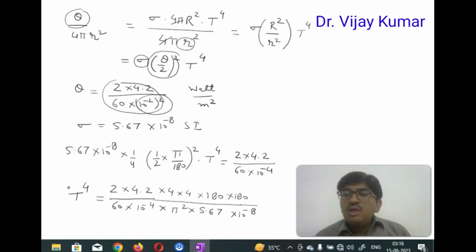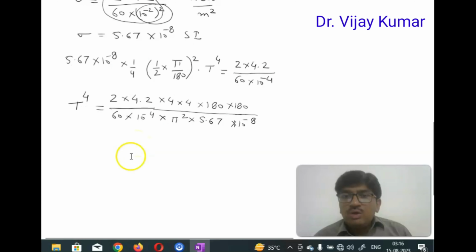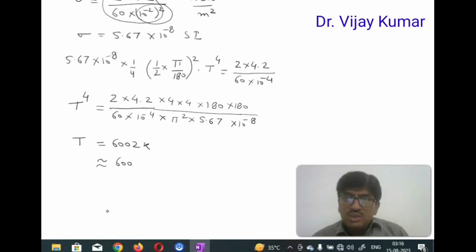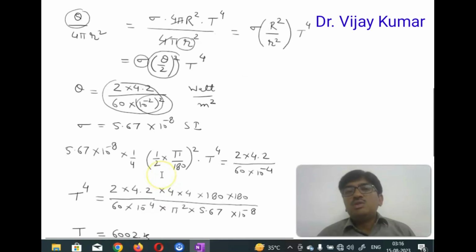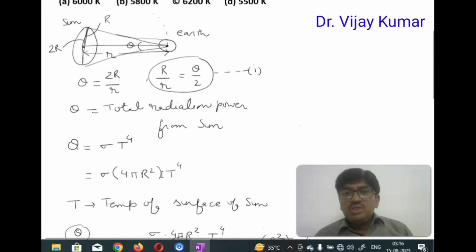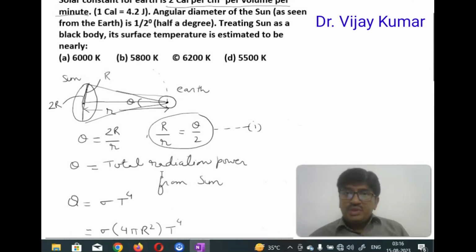And dear students, in examination a calculator is allowed, so we can solve it with the help of a calculator. After taking the fourth root, it becomes 6002 Kelvin, and nearly we can write it as 6000 Kelvin. The temperature of the surface of the sun is nearly equal to 6000 Kelvin. Now we will check the answer. In the given four options, option A should be correct.